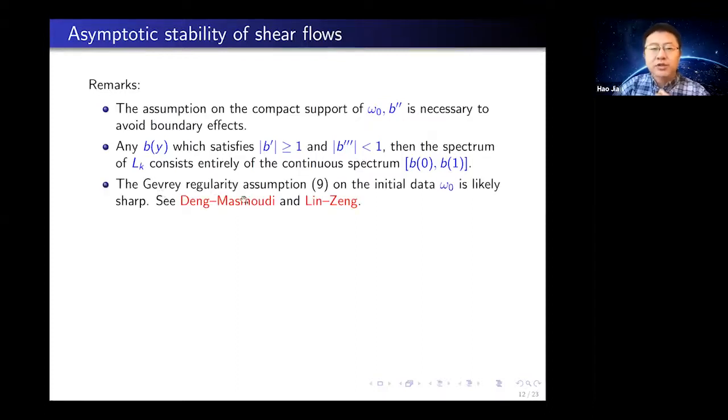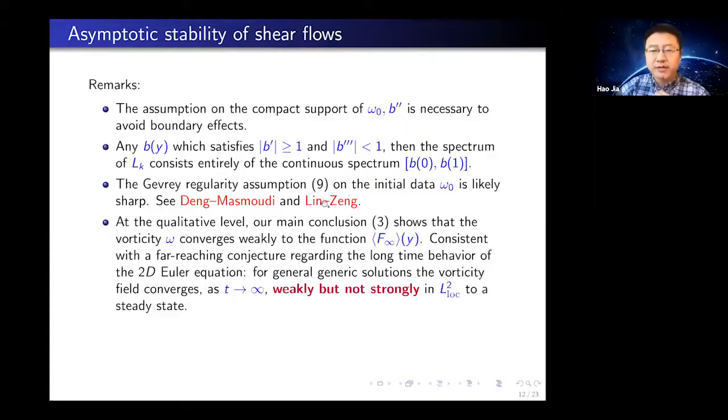The Gevrey assumption is also likely sharp, and this has been demonstrated by Masmoudi, who considered only initial perturbations which are slightly worse than Gevrey 2, and then they show that the theorem fails. And there is a more definitive counterexample by Lin and Zheng in low regularity Sobolev space. But the mechanism is different. For the Lin and Zheng example, basically, because you perturb things in such a rough space, you destroy the linear structure. Okay, it's a really bad situation.